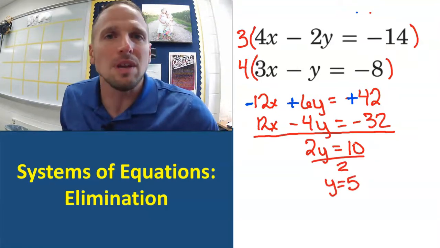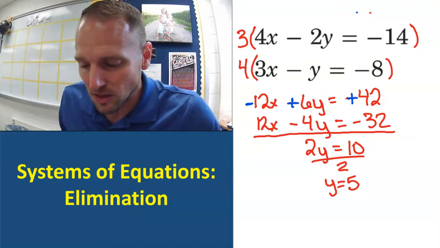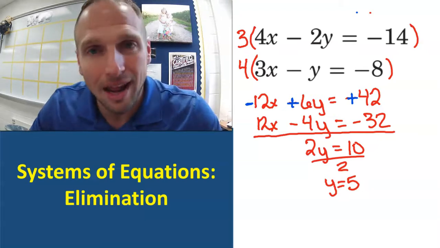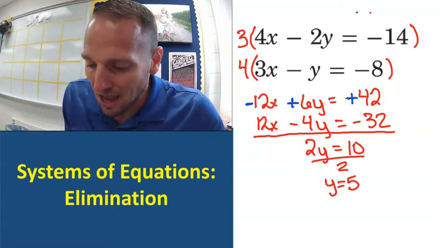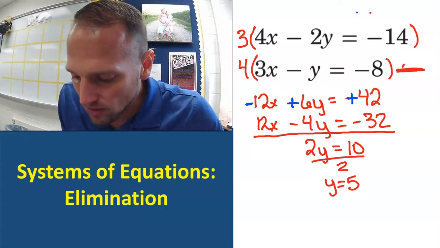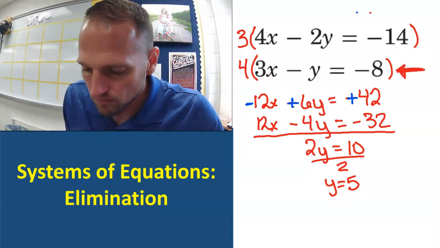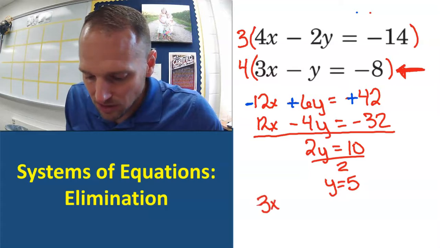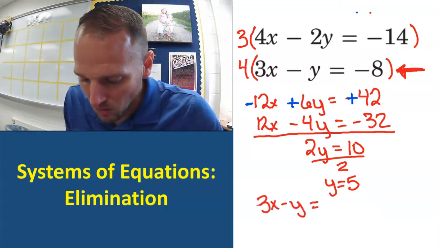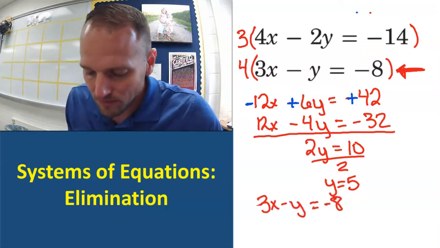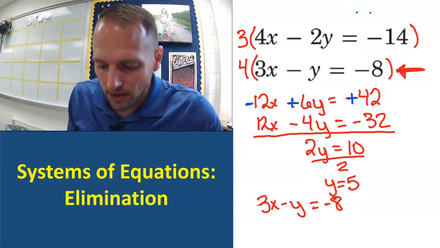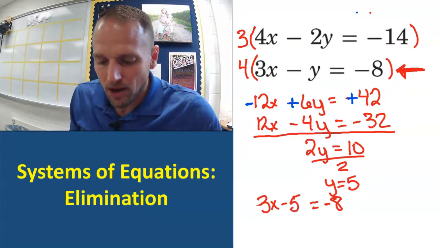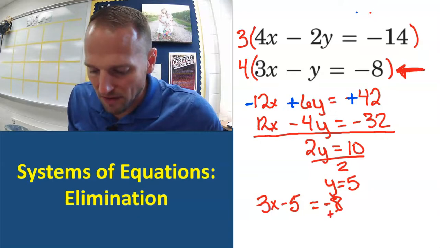Now, I'm not quite done because I need to know what x is as well. So I can pick any of these equations, whichever one I think looks easiest. I think this second equation looks the easiest. No real reason, that's just what I think. So I'm going to use that. 3x minus y equals negative 8. And I know my y is 5, so if I just substitute 5 in for y here, now I can solve this. Add the 5 over.